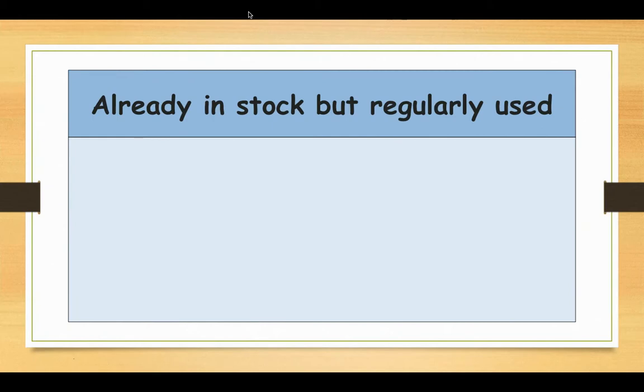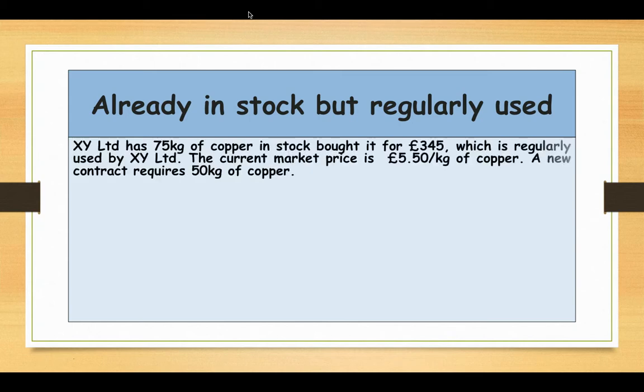Here we are going to see the material is in stock, but this material is regularly used by the company. So what price can the company charge for these type of material? So again, we look at this example. XY Limited has 75 kilograms of copper in stock, bought it for £345. We all know £345 is a sunk cost and which is not relevant.